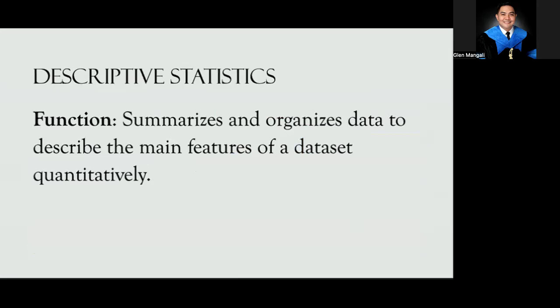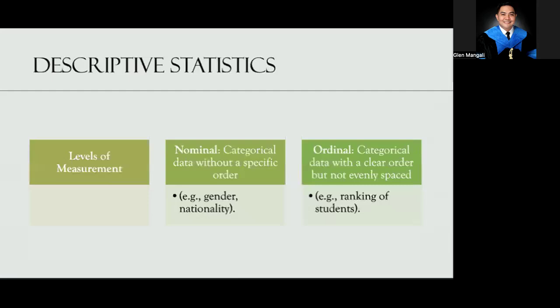It can be categorized in different level of measurement. It could be nominal, ordinal, interval, and ratio. When you talk about nominal data, we are referring to categorical data without a specific order. An example of that would be gender and nationality. If you're talking about ordinal data, it can be a categorical data with a clear order, but not evenly spaced. For example of that is the ranking of students.